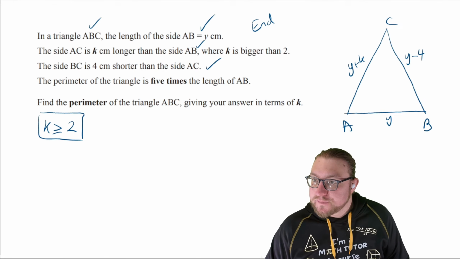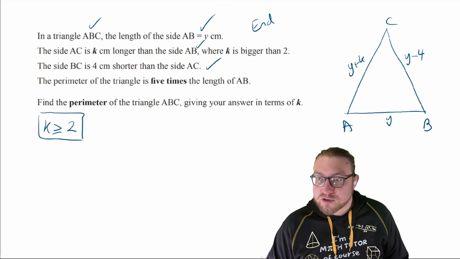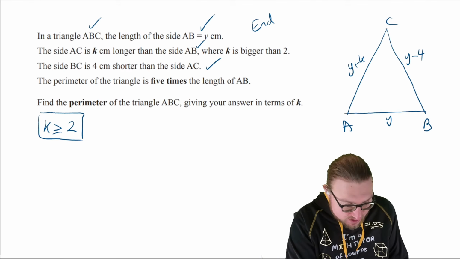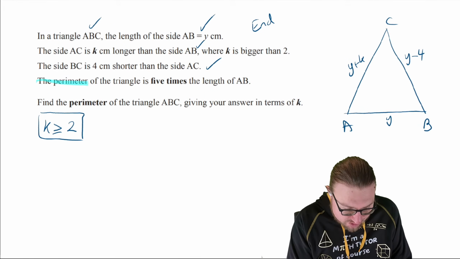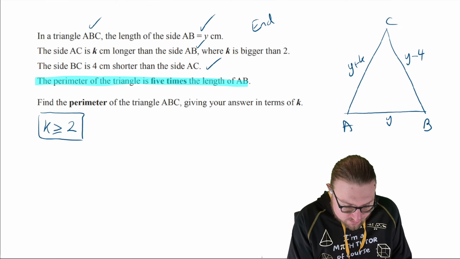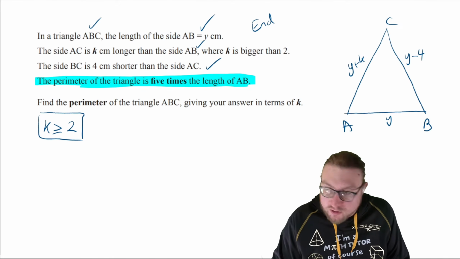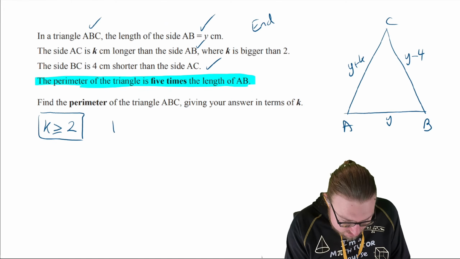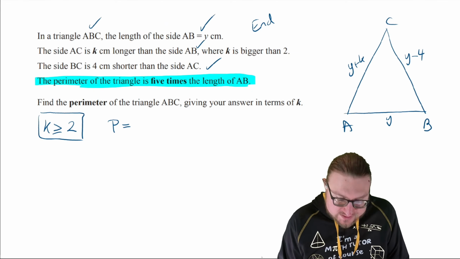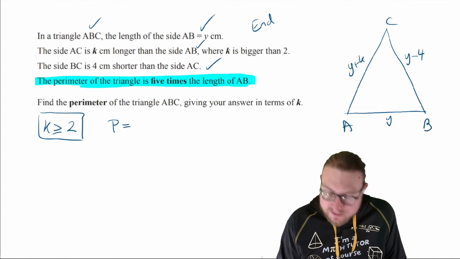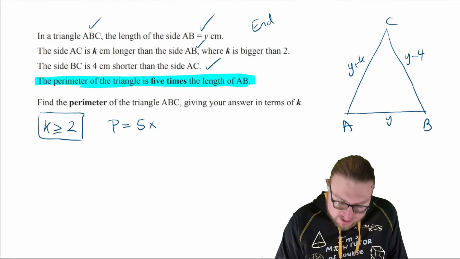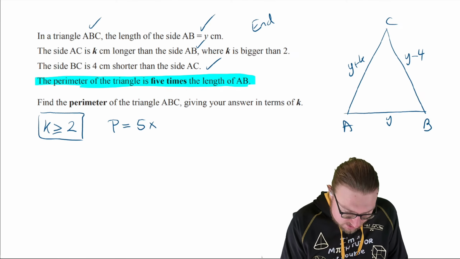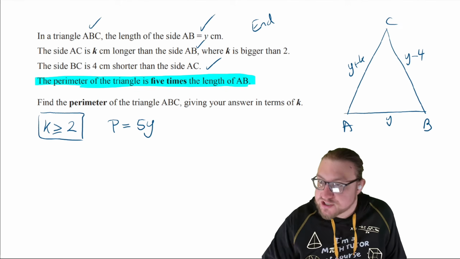So, last part, it says the perimeter of this triangle is 5 times the length AB. Well, first of all, we note it says perimeter. That means we already know we're going to be working out P, and it also gives us what it is. It tells us that the perimeter is 5 times the length of AB. The length AB, we can quickly check in our picture, is y. So it's 5 times y, which is just 5y.